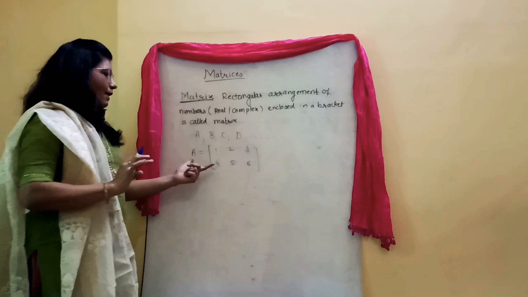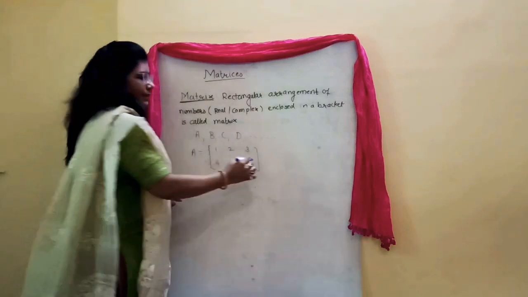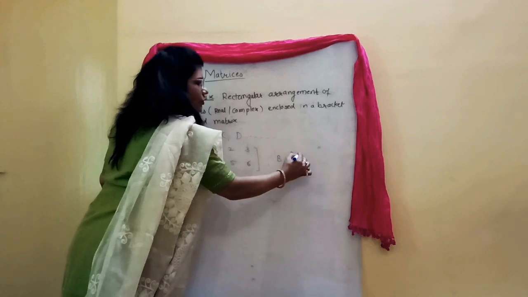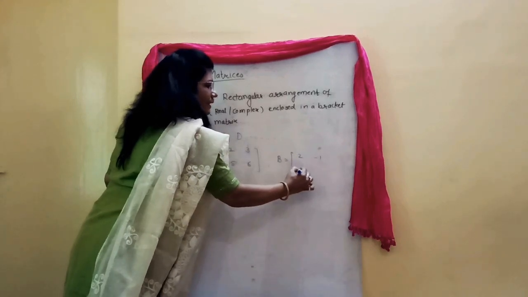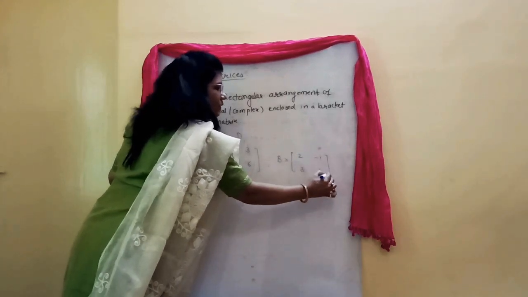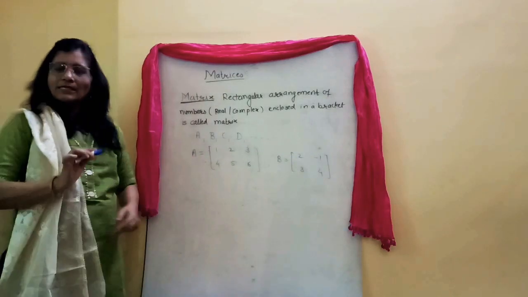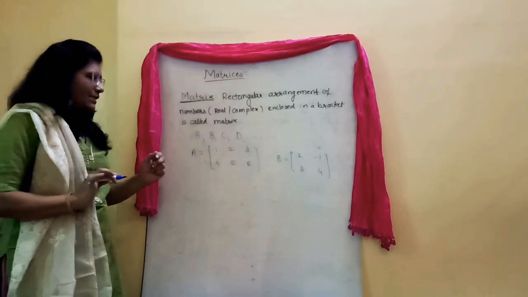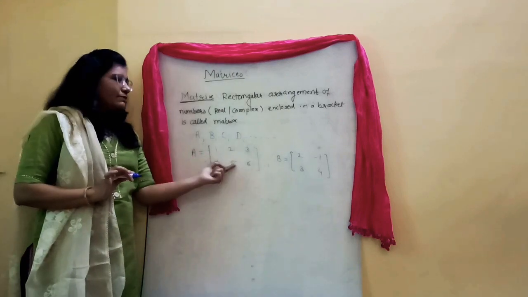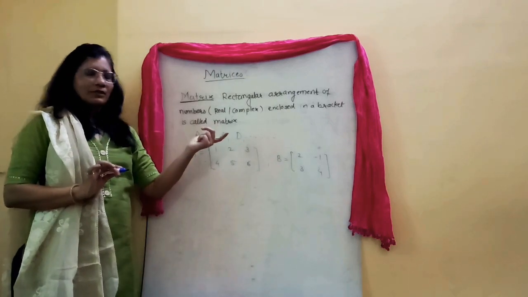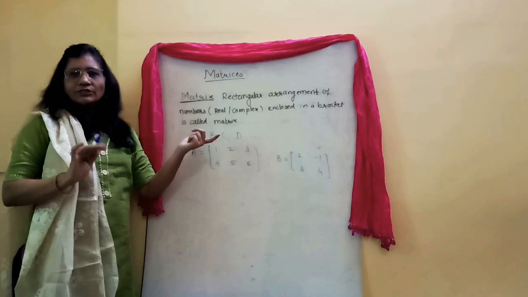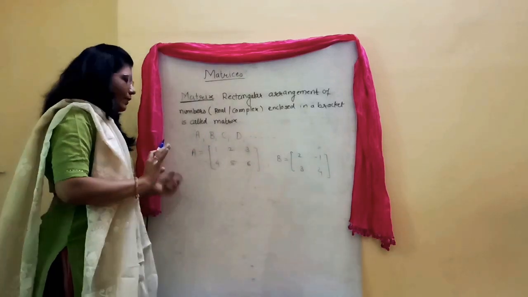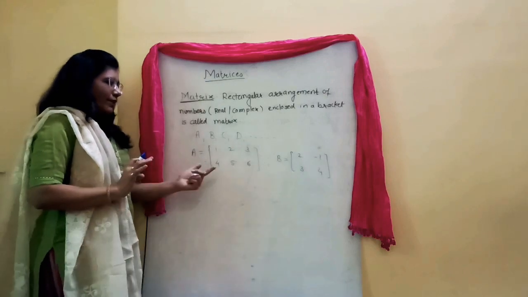Understood? Now, this is one example. Another example we can take, that is B is equal to, suppose, 2, minus 1, 3, 4. So, this is another example of a matrix. So, you can form many different matrices. Now, what is the difference between these two matrices, or what are the basic things which differ one matrix from another?